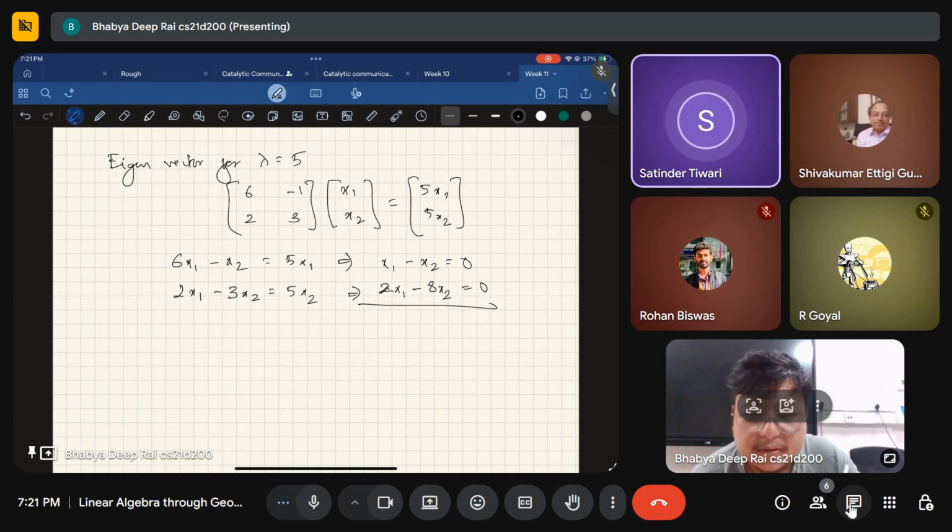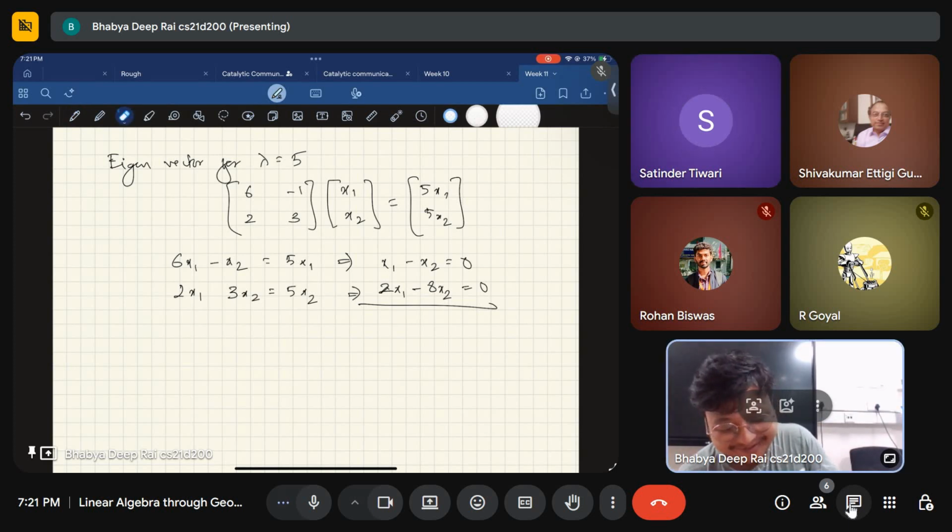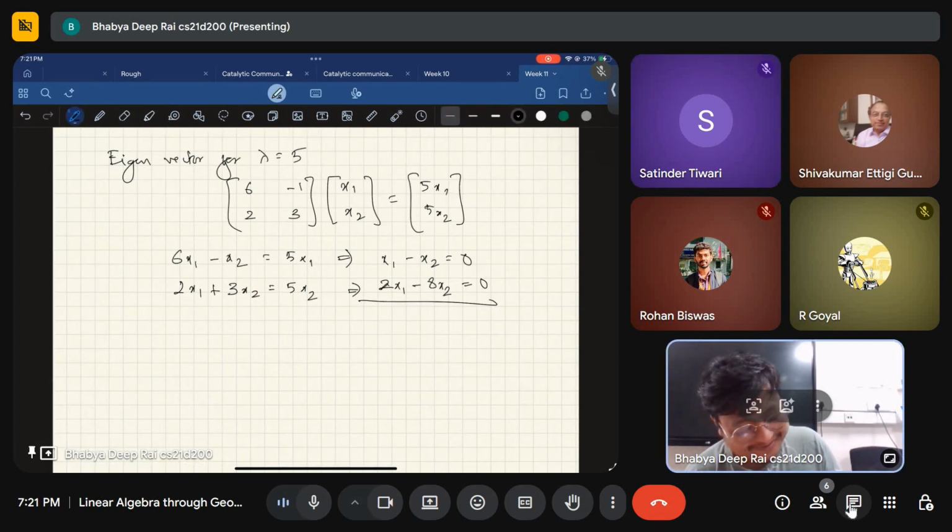Excuse me, sir. Again, it will come wrong. It will be plus 3x2. So 2x1 is equal to 2x2. Oh, I again made the same mistake. Thank you. So this 5 will go there and it will be minus 2x2. And this is correct. I think it will come 1, 1. These are linearly dependent, so this will be 1, 1. Take any one as your free variable, so 1, 1 is your eigenvector.